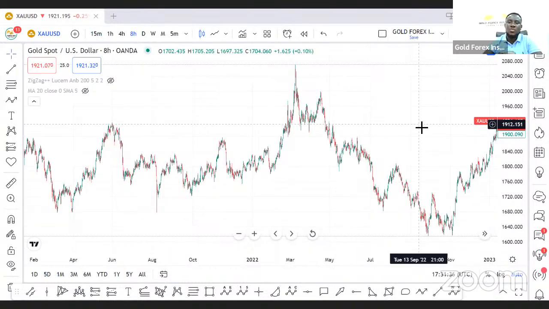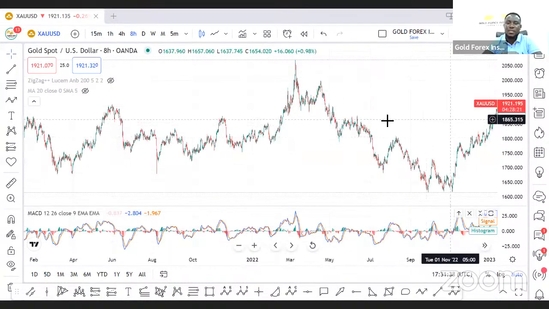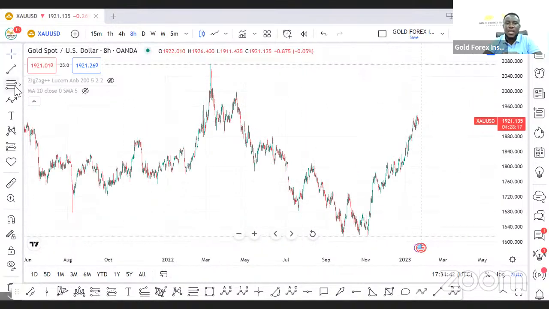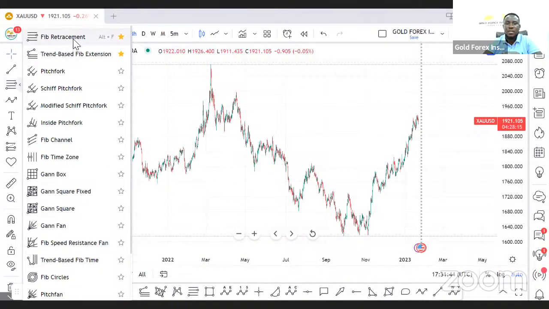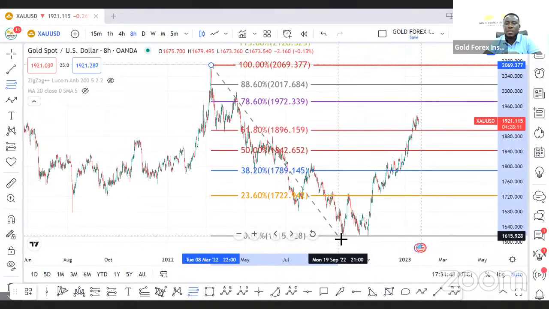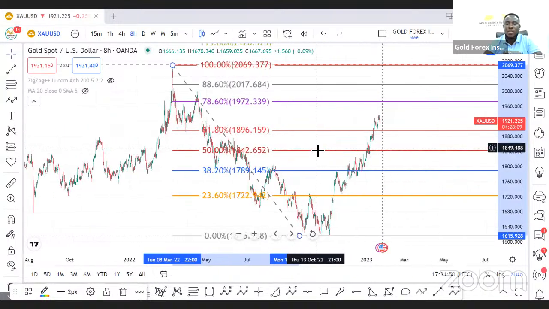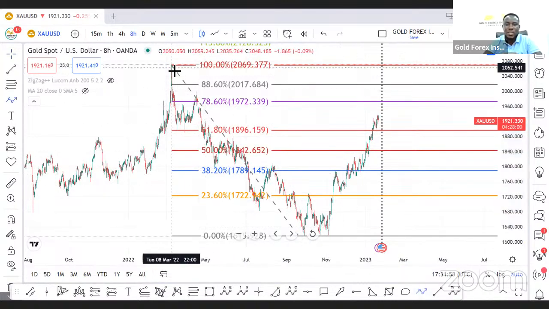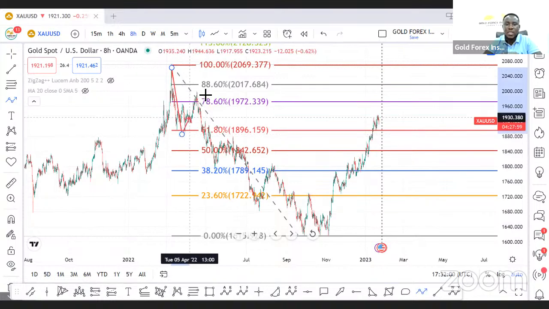So gold can be like this. Let's measure from here to here. It's on the 61.8. Okay. Now, if it should break, because the reason why I think it might sell is we add this.